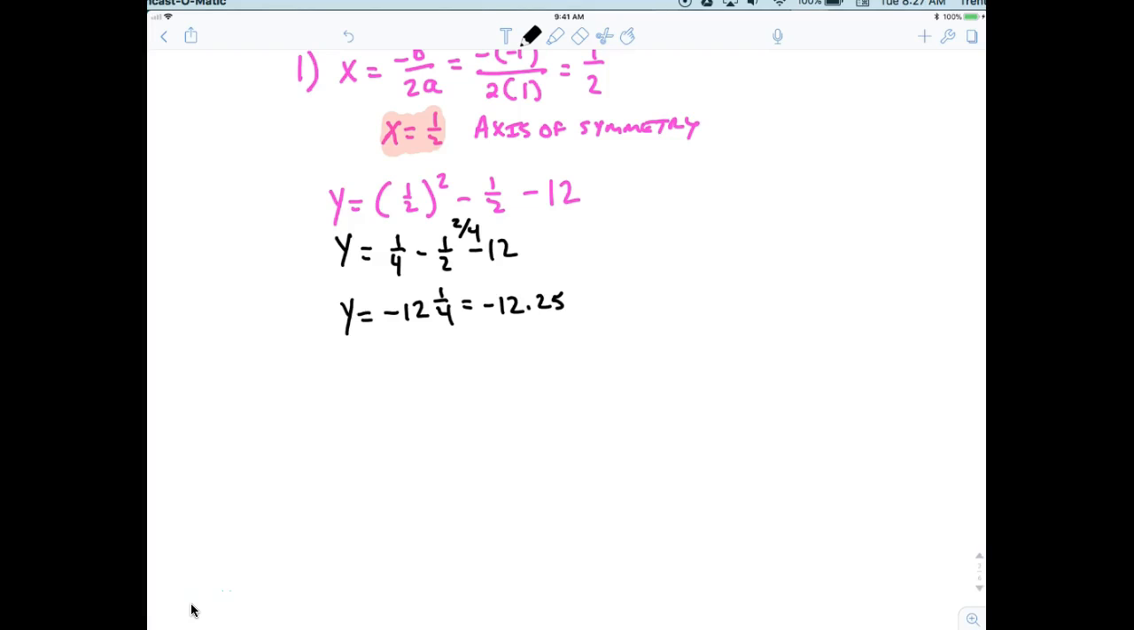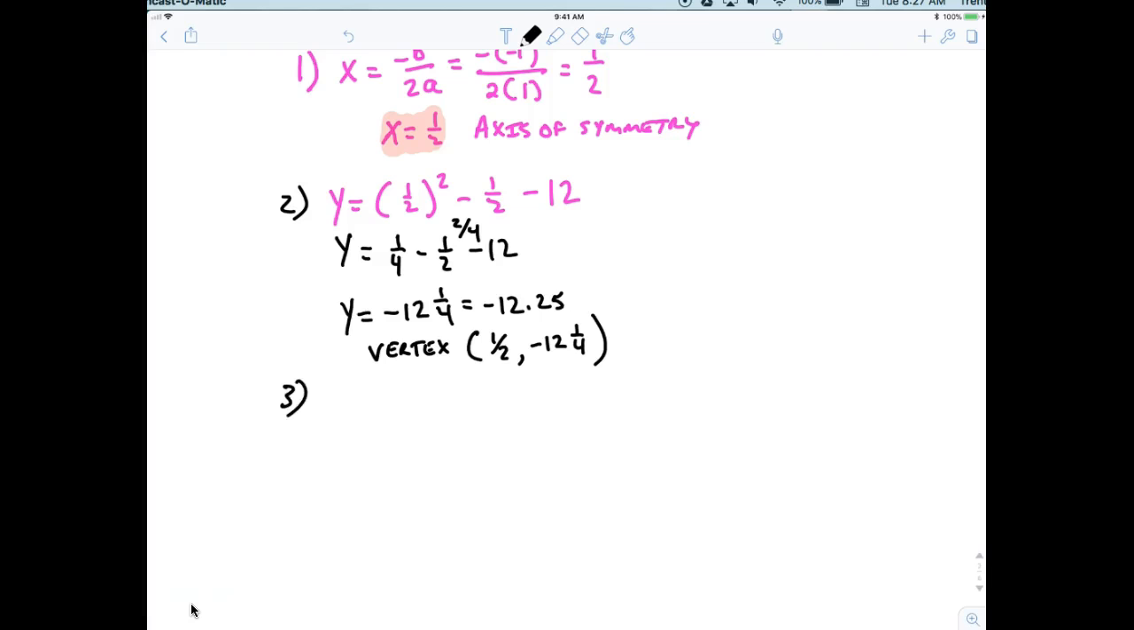But your vertex then is 1/2, comma, -12 and 1/4. So anybody have any questions with how I got -12 and 1/4? Just plugging the x coordinate into the equation gives you the y value of the vertex. That was step number 2.